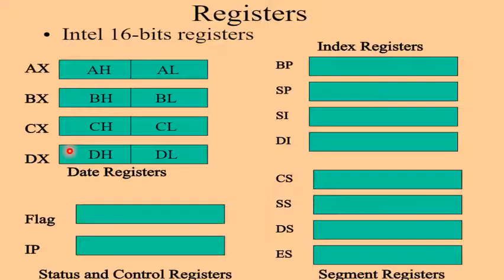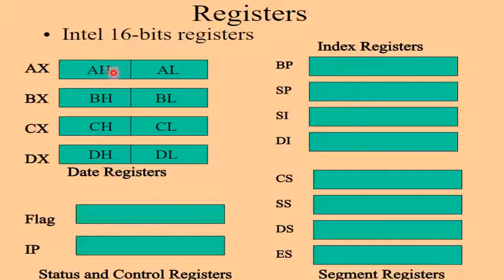8 16-bit general purpose registers are used to store arithmetic and logical operands. 4 of these are AX, BX, CX and DX. They can be used either as a 16-bit word or split into pairs of separate 8-bit registers as AH AL, BH BL, CH CL and DH DL.